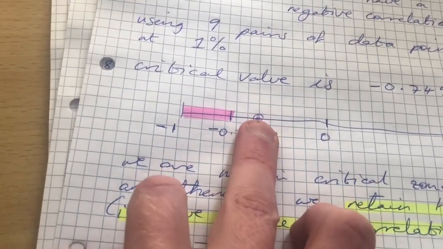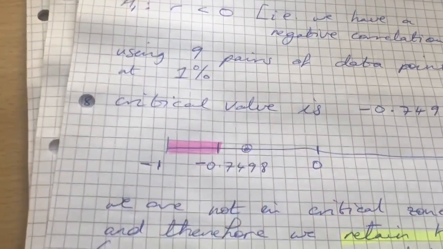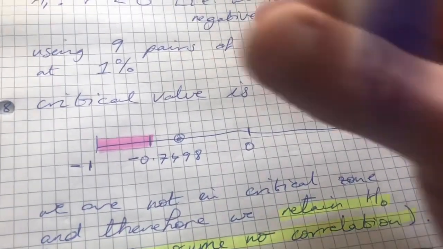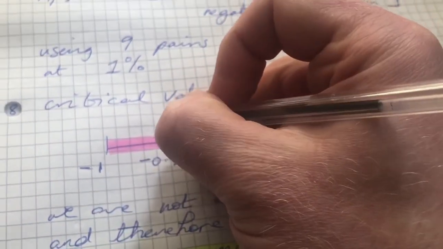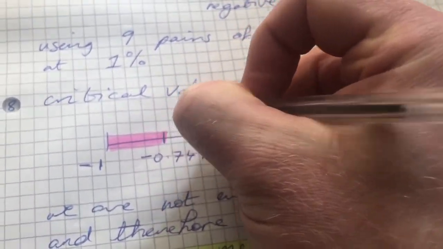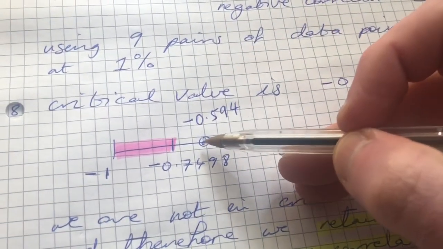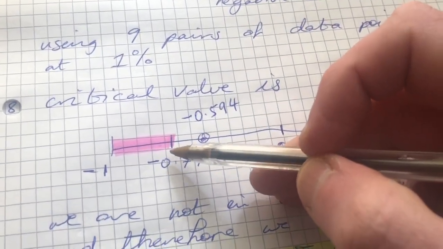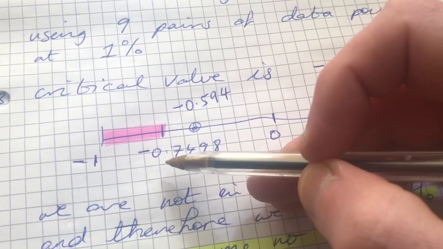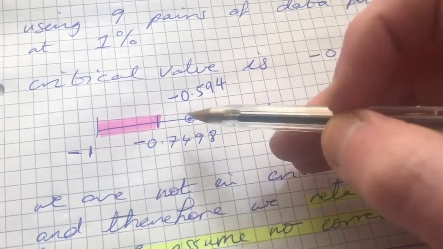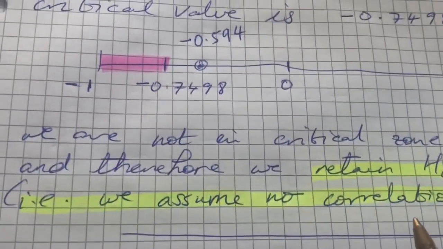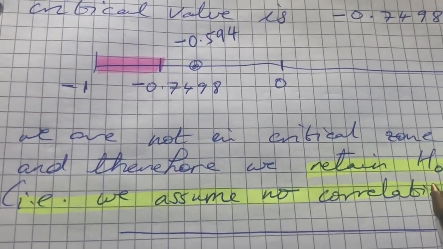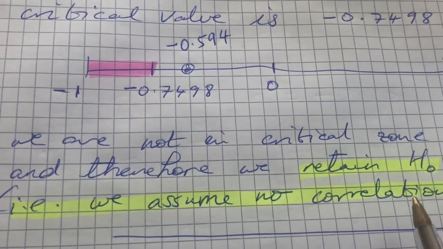And that is that point there. I haven't actually labeled it, but I'm taking that dot there to be my minus 0.594. And then my critical zone is from minus 0.7498 down to -1. So anyway, I'm not in the critical zone, and therefore we hold on to the null hypothesis that we don't have any correlation.